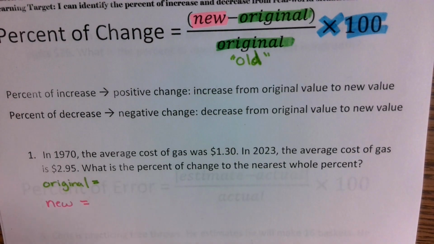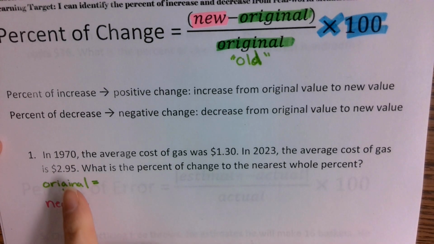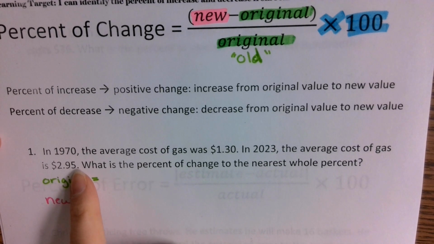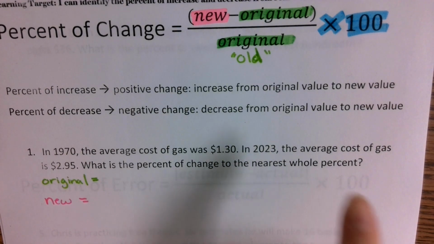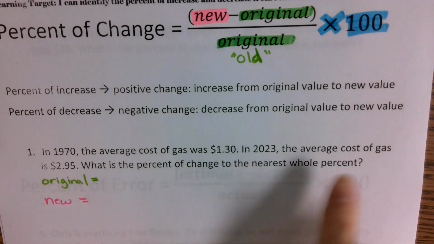So when I'm looking at this situation here, in 1970, the average cost of gas was $1.30. In 2023, the average cost of gas is $2.95. I want to know, what is the percent of change to the nearest whole percent. That's another piece of information that's important because that's a rounding piece of information. We'll get to that in a second.